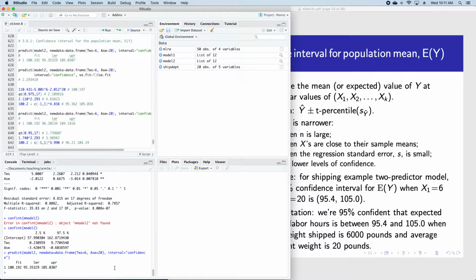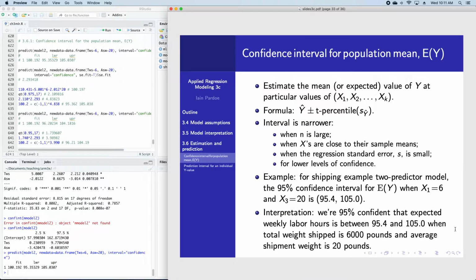So how do we interpret that? We can say something like we're 95% confident that expected weekly labor hours is between 95.4 and 105.0 when the total weight shipped is 6,000 pounds and average shipment weight is 20 pounds. If we want to get a little more technical, we can get into repeated samples, but for practical purposes, this is a good way of summarizing what that interval represents.